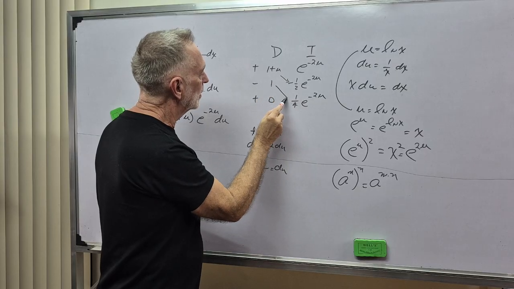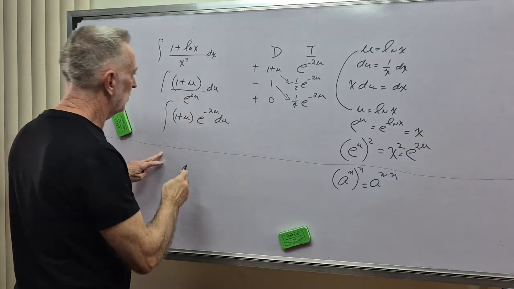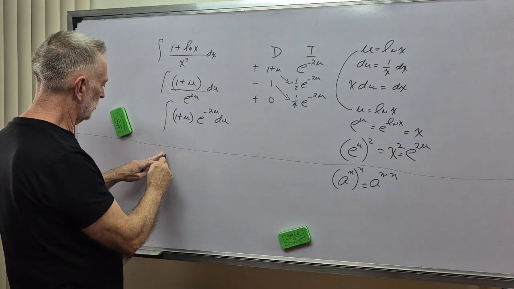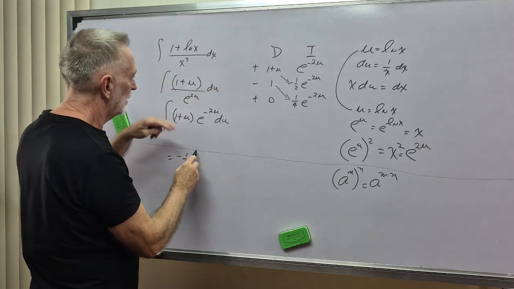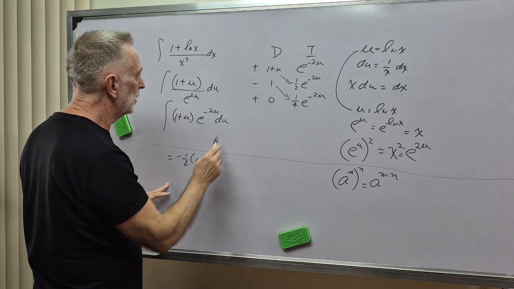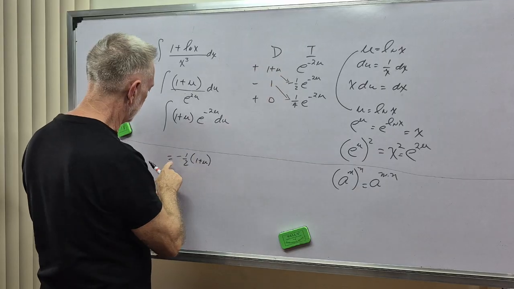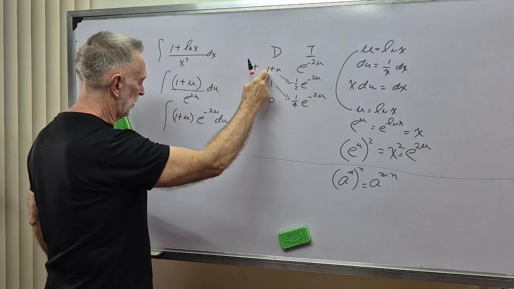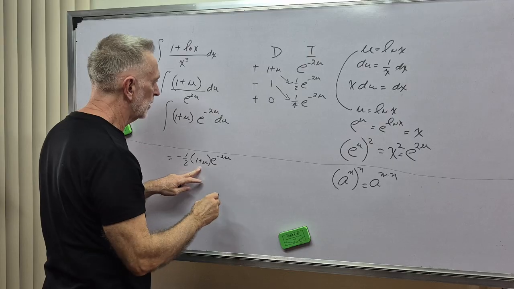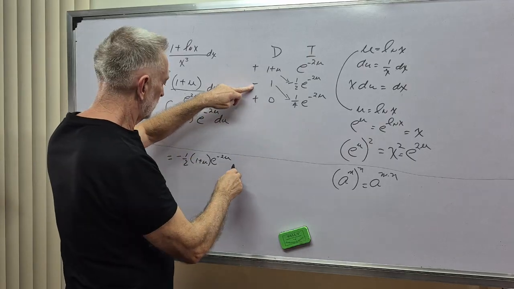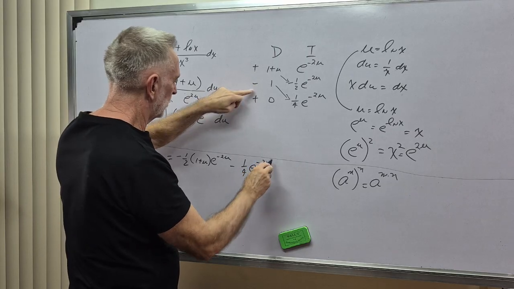Okay, so we multiply those diagonals. And what do we end up with? We end up with all of this integral here equals a negative 1/2 times 1 plus u, negative 1/2. So negative and positive, we've got this negative. Negative 1/2 times 1 plus u e to the minus 2u minus 1/4 e to the minus 2u.